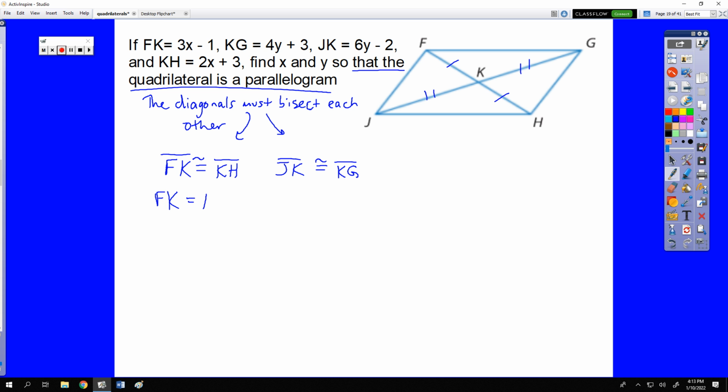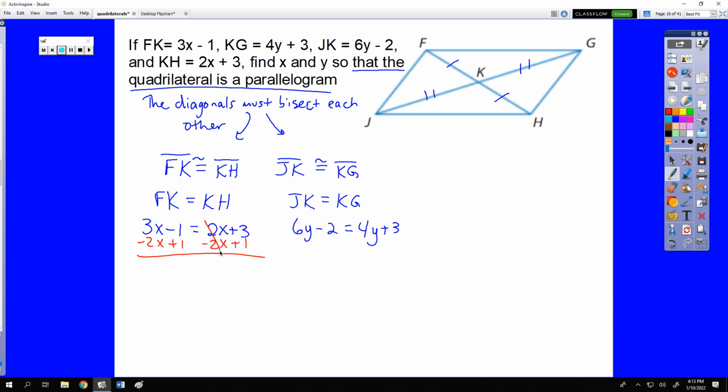So FK would equal KH, which means we can take those expressions from the directions. 3x minus 1 has to equal 2x plus 3, and we can use them to set up and solve equations for x and y. JK would have to equal KG, meaning that 6y minus 2 has to equal 4y plus 3. And if these are the values of x and y that satisfy these equations, that would force our quadrilateral there to be a parallelogram.